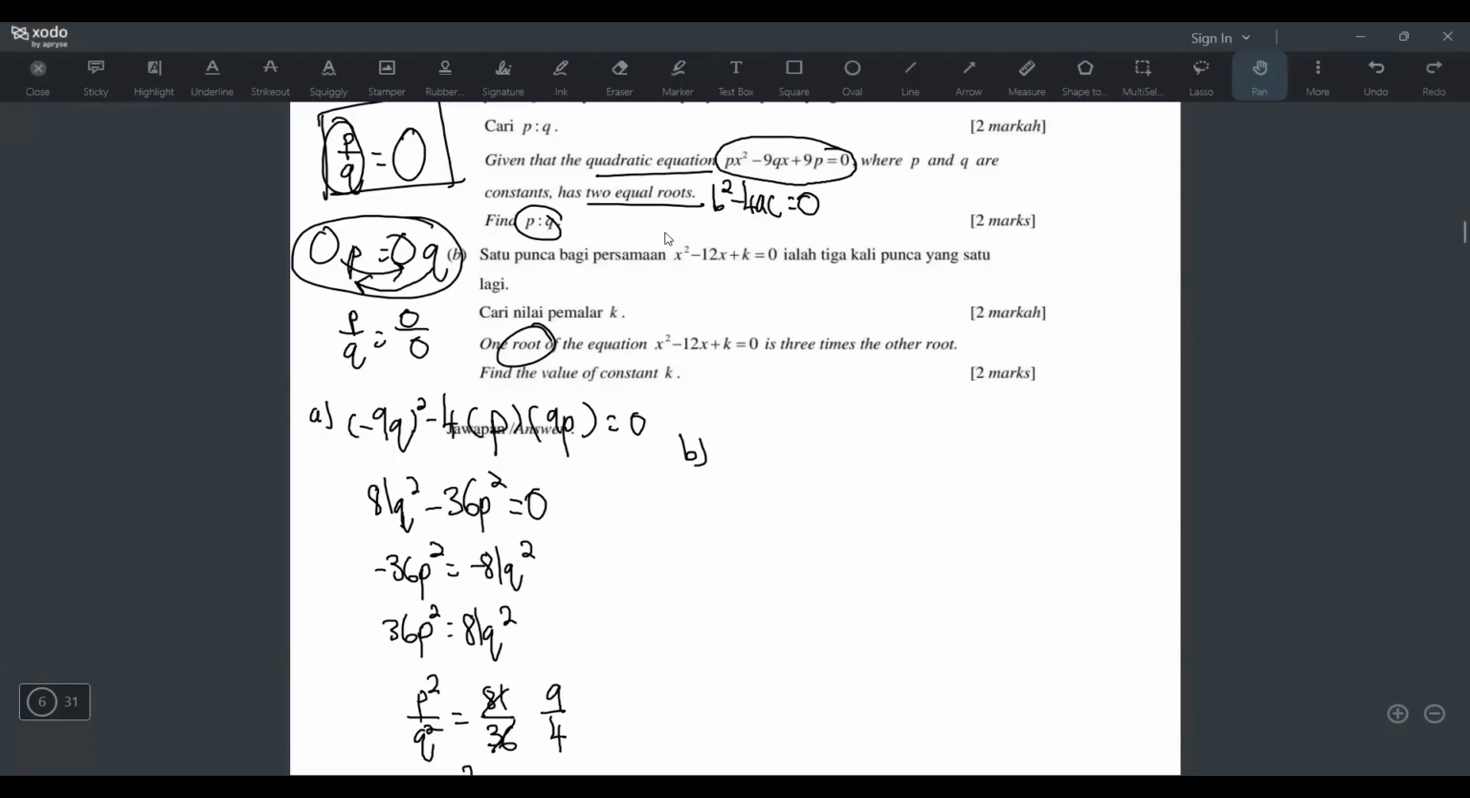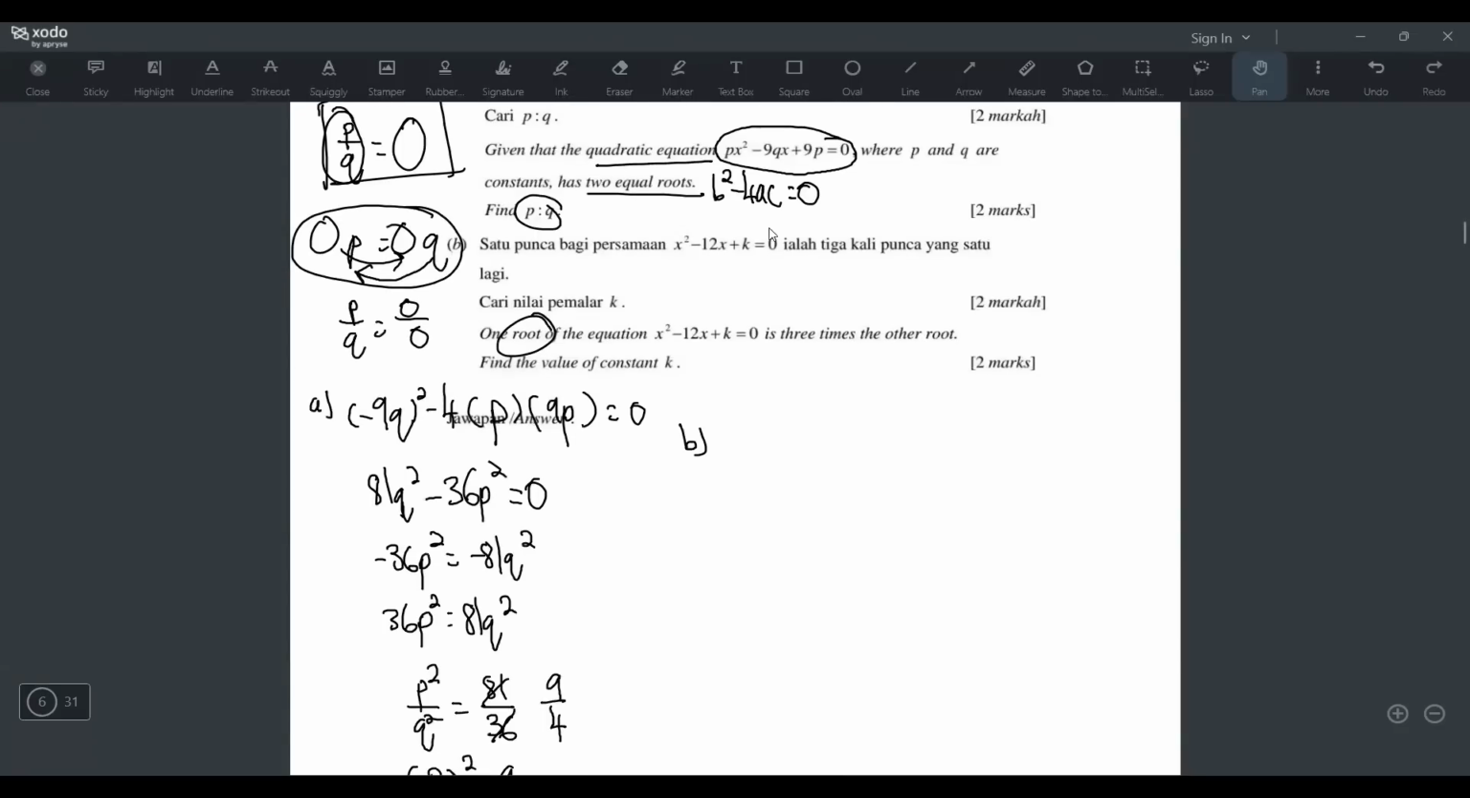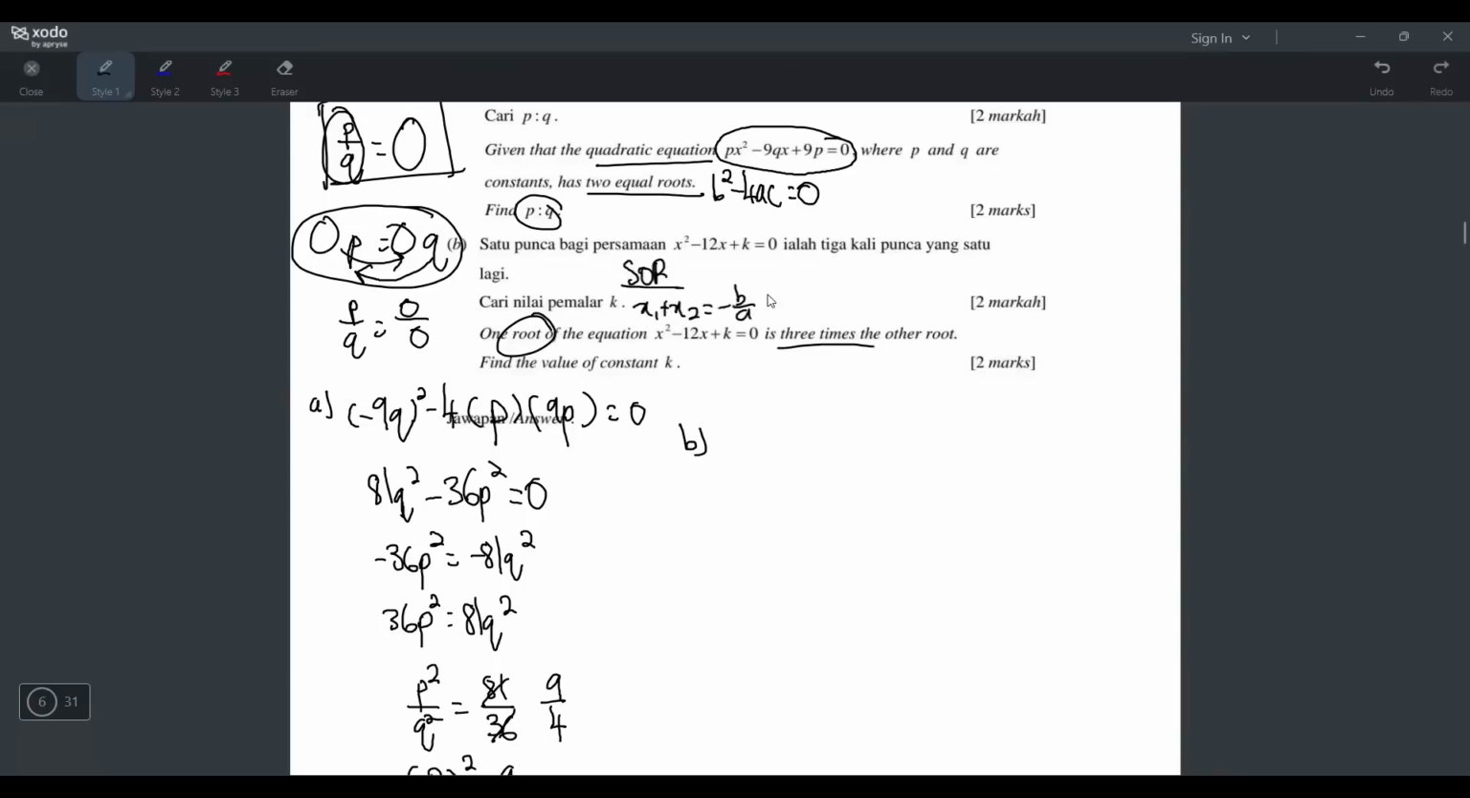But if they never say two different roots, two equal roots, or no roots, they just say like one root is 3 times the other root. This one confirm you use the SOPO method. Okay, before I read the question, I'll tell you the SOPO formula first. The SOR formula is x1 plus x2 equals negative b over a. The POR formula, x1 times x2 equals c over a.